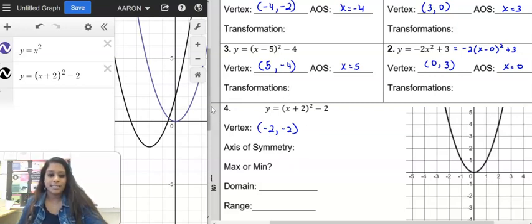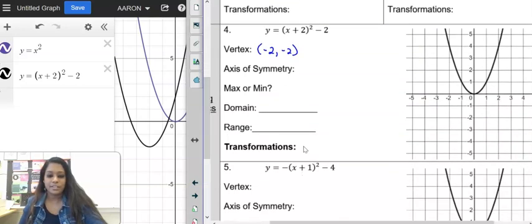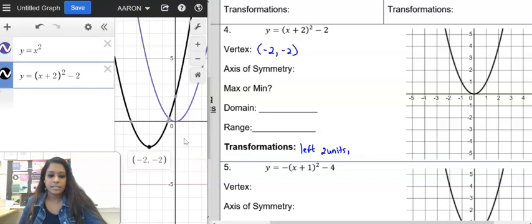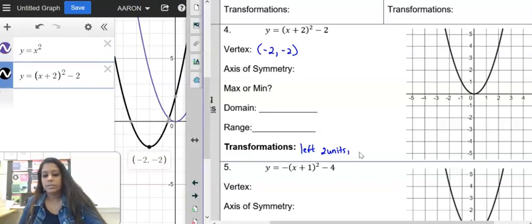Oh, sorry, I should have done the first problem. Anyway, it shifted to the left 2 units. I'm writing so bad today. And then this one looks like the vertex is shifted down 2 units. You don't have to really write the word units. In fact, I'm going to go ahead and erase it. So left 2 and down 2.